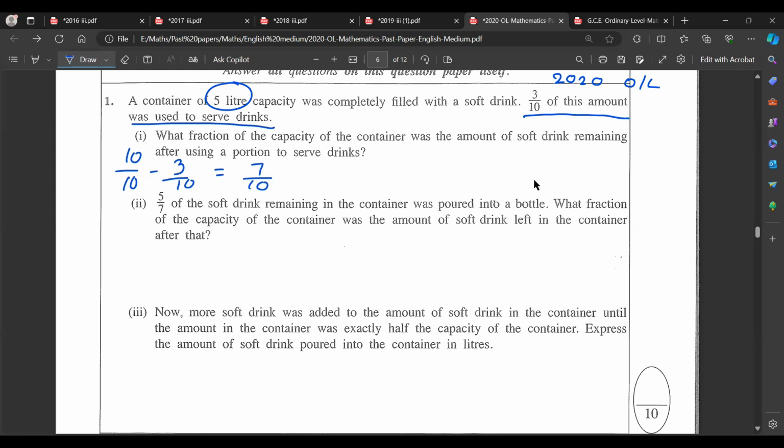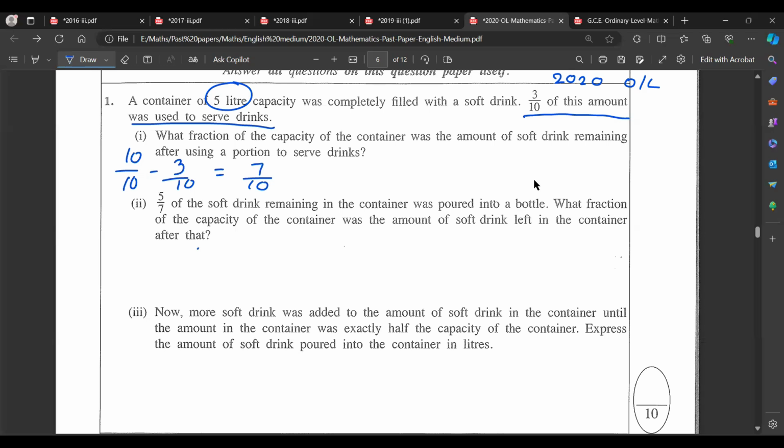5 out of 7, 5 over 7 of the soft drink remaining in the container was poured into the bottle. What fraction of the capacity of the container was the amount of soft drink left in the container after that?